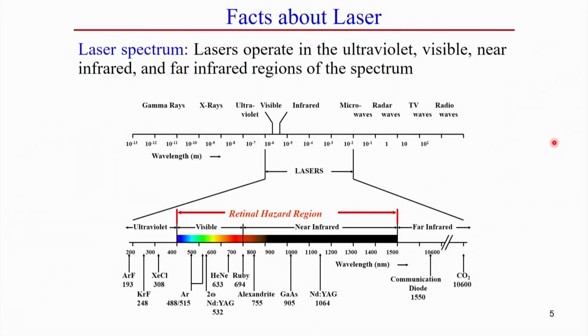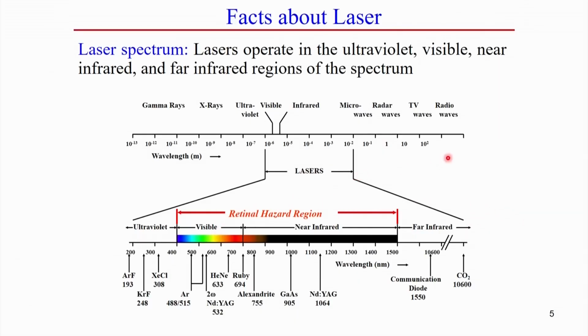Now, if you see the overall spectrum from the figure, it is obvious that there are gamma rays, X rays, ultraviolet, infrared, microwaves, radio waves, all these kinds of waves having some specified wavelength. But the laser operates specifically in the ultraviolet, visible, near infrared and far infrared regions of the spectrum. Now, if we focus on the laser, it can be operated at different wavelengths, from ultraviolet to the far infrared.